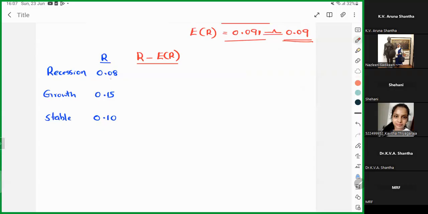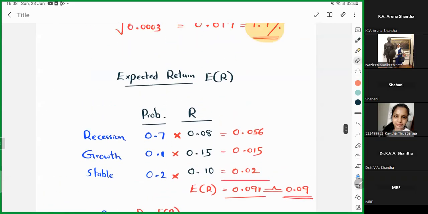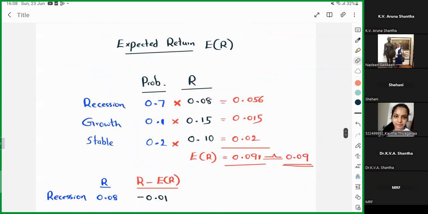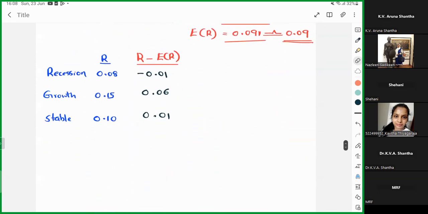How much? 0.08 minus 0.09. Expected return is 0.09. How much? Minus 0.01. Then 0.0515 minus 0.09. How much? 0.06. Have you got it? Next one, 0.1 minus 0.09. How much? 0.01. Earlier in the variance calculation, we started with R minus average return. Now here also the same, but instead of average return, we apply expected return. So that is the first step.